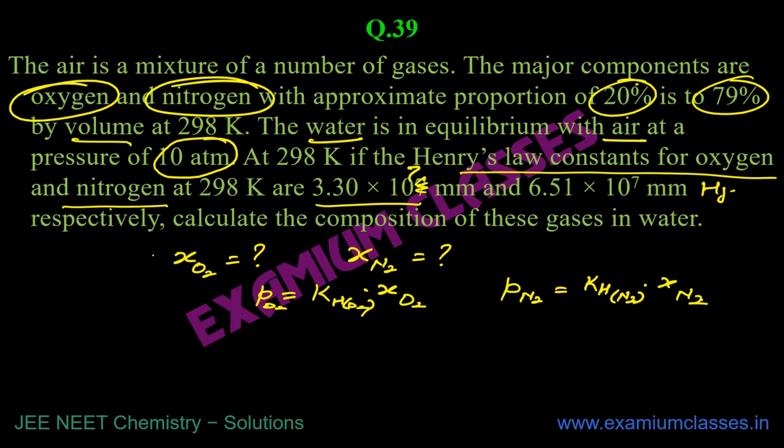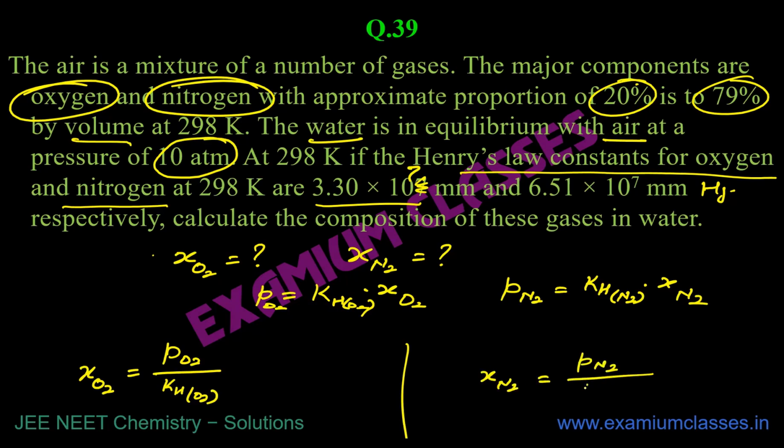So first we will write what is required, then we will see what are the values given. With that, what is the relationship? This is the relationship. So what is unknown here? What you have to get. KH is given. So XO2 will be PO2 divided by KH of O2, and XN2 will be PN2 divided by KH of N2.